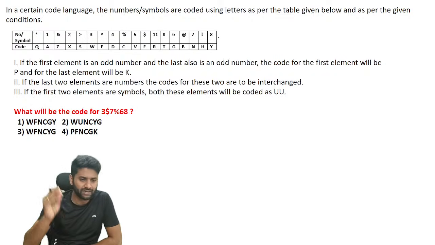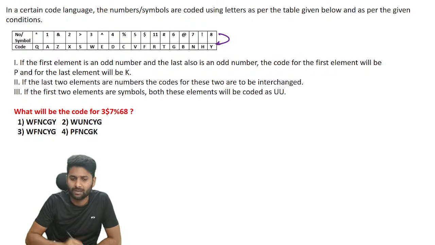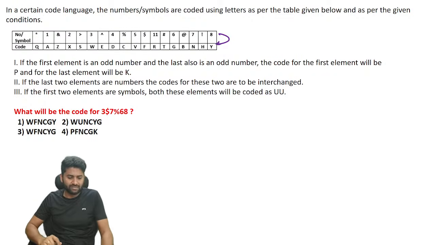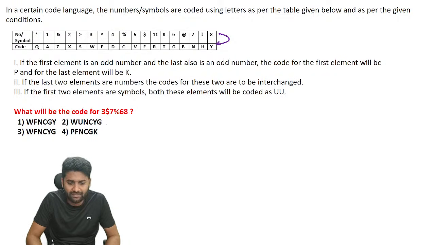So if there is no condition, you can directly code star as Q, 1 as A, and as Z, 2 as X, greater than as S. Directly you can take the codes. But here we have some conditions. I will give some time, try to understand the conditions and tell me what the code is for these particular elements. Try to identify the logic here. You have to solve according to the conditions only.